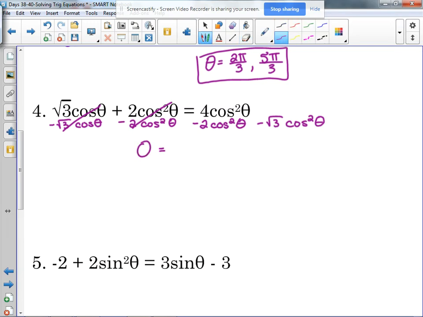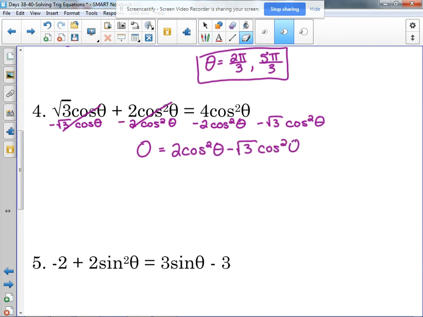Okay, so our left side in this case is equal to 0 because we moved everything from the left side. We've got 2 cosine squared of theta minus the square root of 3 cosine. That's not squared. Why did I put a square on that? That is not squared. That's just cosine theta. Okay, now if we're going to factor this one, what do they have in common? They both have cosine.